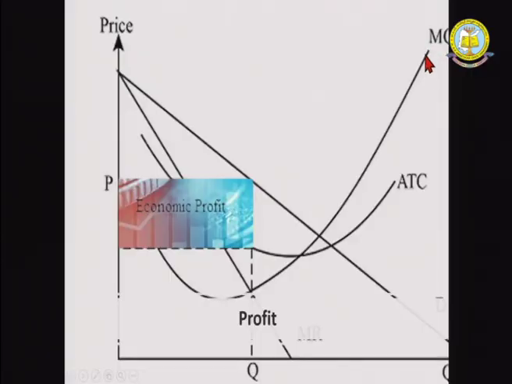Marginal cost is the additional cost to produce an additional unit. Then average total cost. Average total cost is nothing but average fixed cost plus average variable cost. What is this average total cost? It is the per unit cost. To produce 1 unit, what is the total cost you are incurring? It comprises both per unit fixed cost and per unit variable cost.